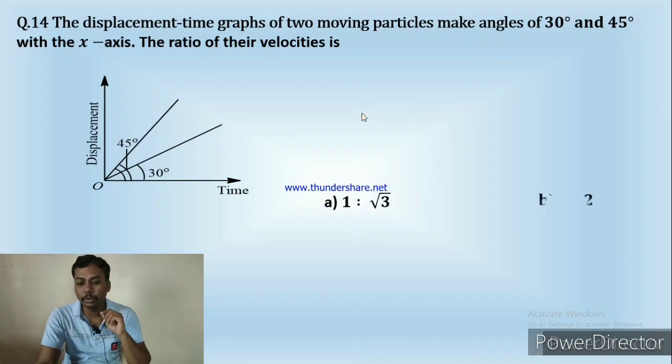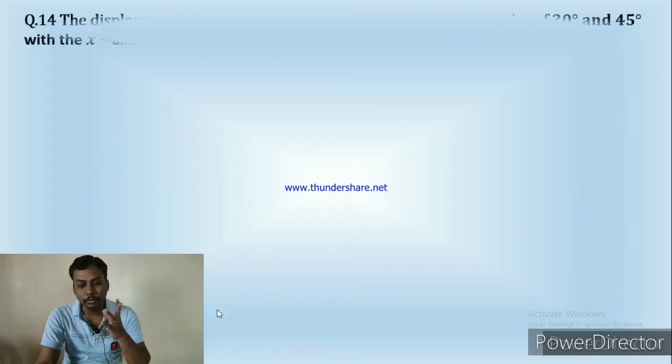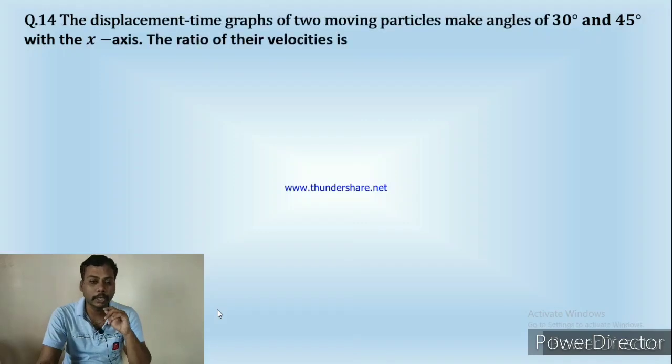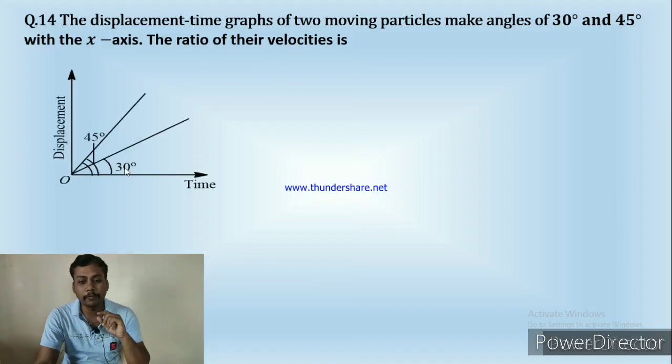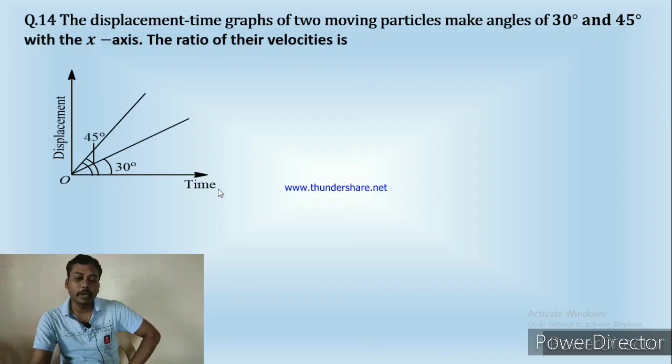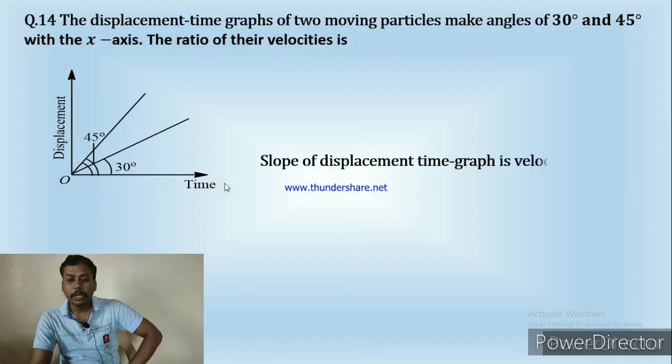Option A is 1:√3. Option B is 1:2. Option C is 1:1, and option D is √3:2. Let's see what the answer is. Read the question again. The displacement time graphs of two moving particles make angles of 30 degree and 45 degree with the x-axis. So here the first graph makes 30 degree, this is the 45 degree, and we have to calculate the ratio. Now the slope of a displacement time graph is velocity.